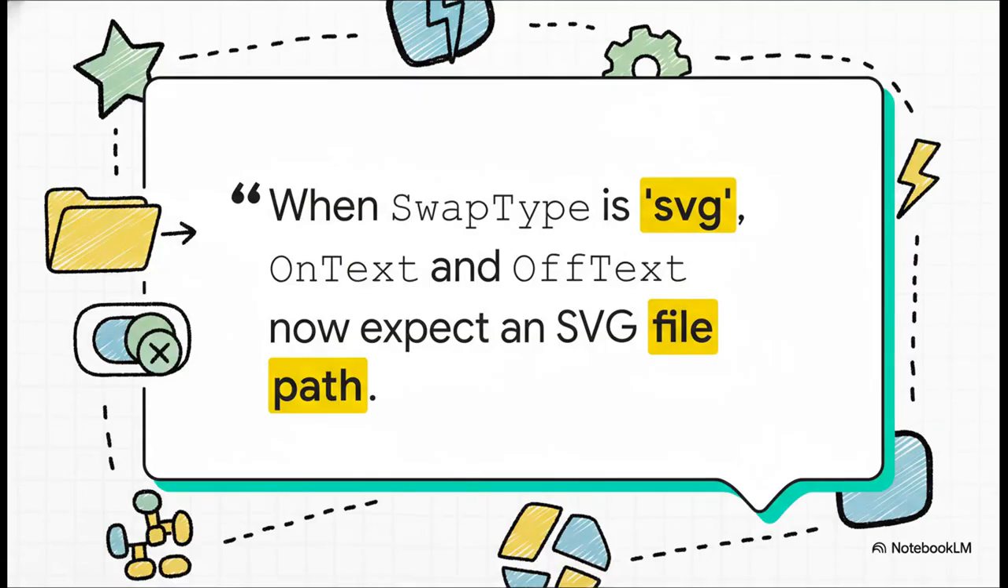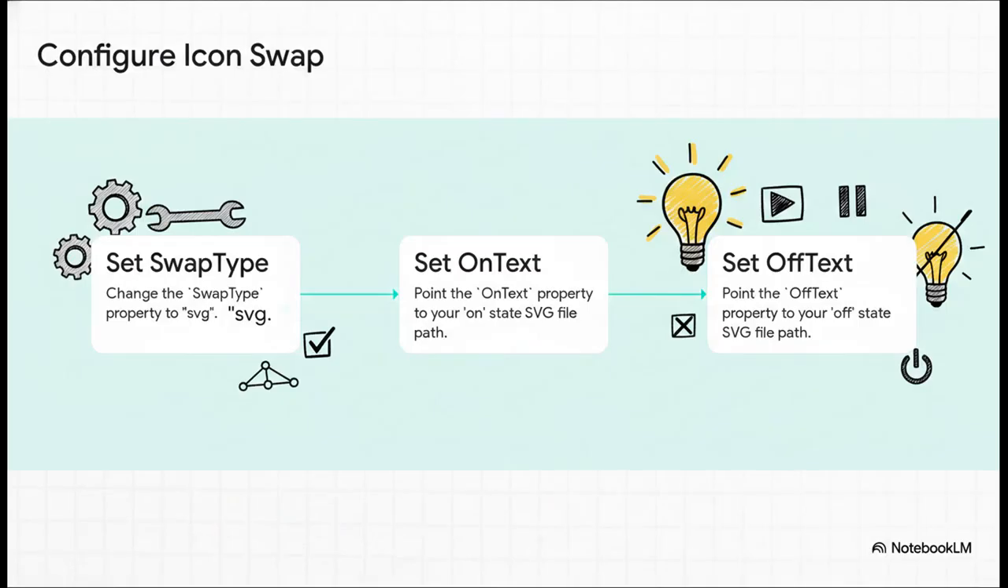And this is where the design of the component is just so clever. Once you're in SVG mode, those on text and off text properties we were using for words, they get a new job. They don't hold the text itself anymore. Instead, they expect the file path to your on and off SVG icons.